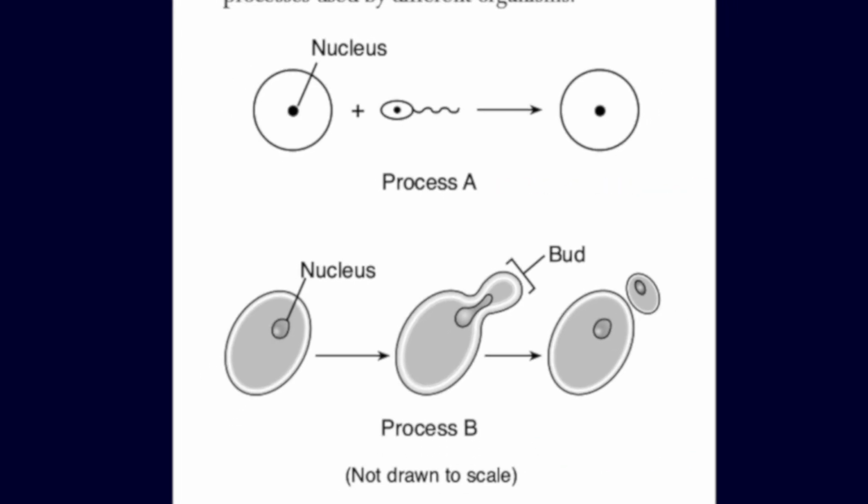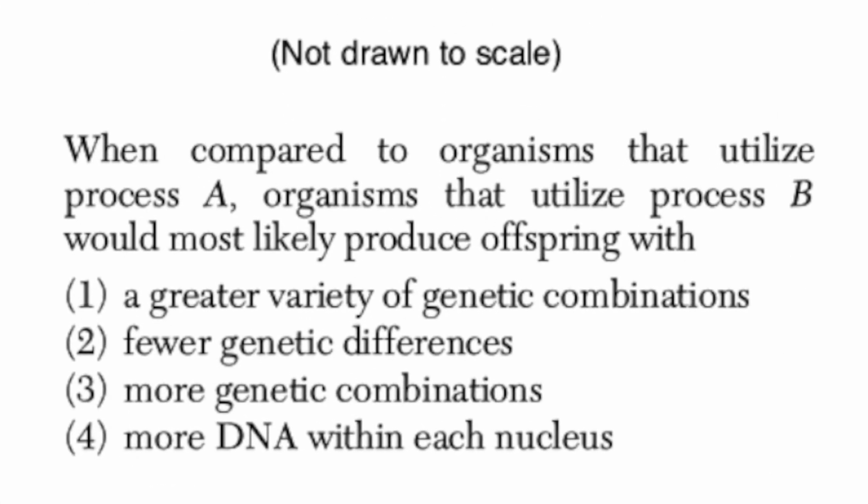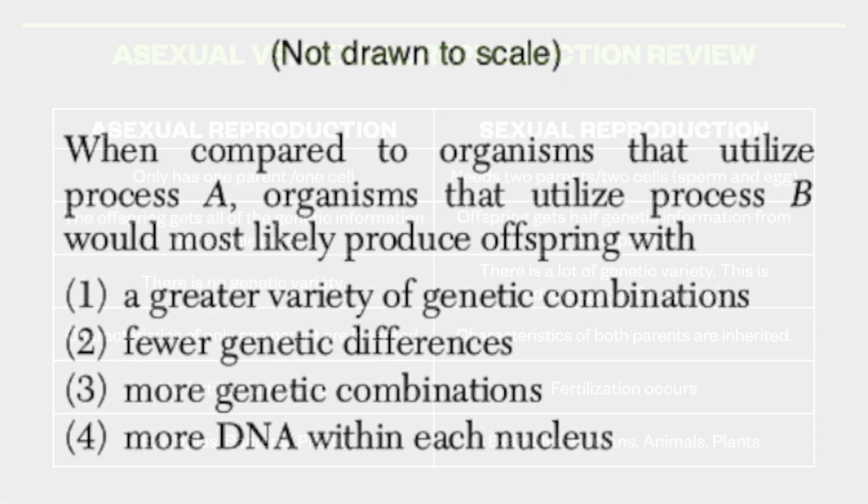Now let's answer the question. To get the final answer, you need to know the difference between sexual and asexual reproduction. Let's look at the question together. The question states, when compared to organisms that utilize process A, sexual reproduction, organisms that utilize process B, asexual reproduction, would most likely produce offspring with what? So we're looking for organisms that utilize process B. What are we looking for in their offspring? This is where your background information comes in.